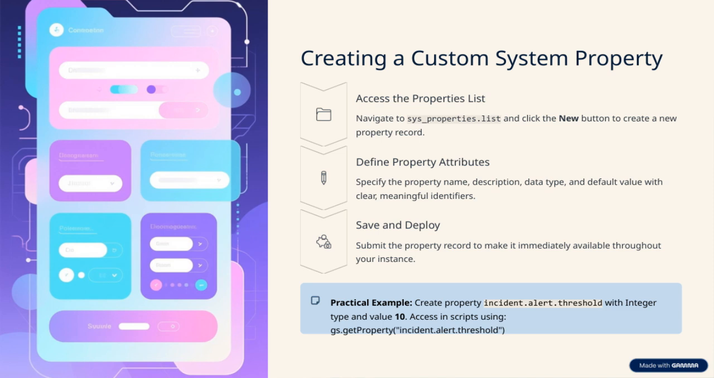To create the property, navigate to Sys Properties, list and click the New button. This opens the form where you can define the new property record. This process of creating a custom system property is a fundamental step for customizing and scaling your ServiceNow instance to meet specific needs. It's a straightforward way to tailor your environment and make your scripts more flexible and powerful.